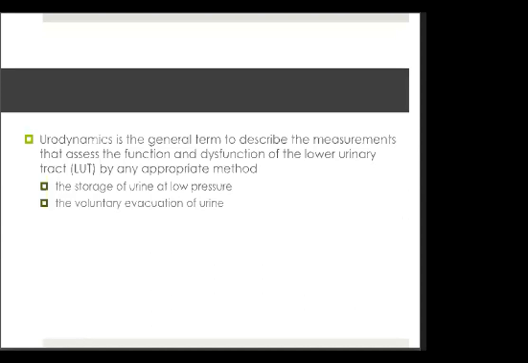So the urinary tract has two essential functions: the storage of urine at a low pressure and the voluntary evacuation of urine. So low pressure storage is essential to protect the kidneys and ensure continence, and voluntary evacuation allows for the elimination of the urine without leakage or overdistension.